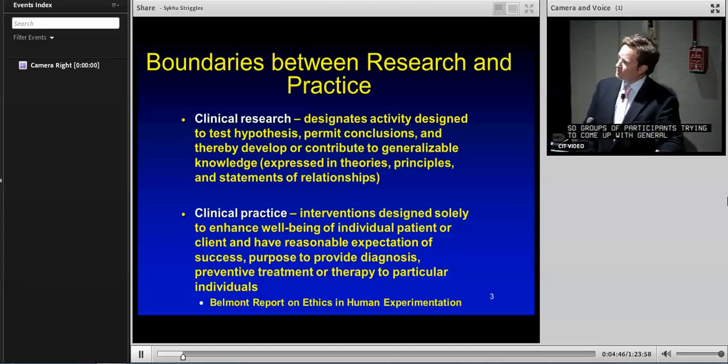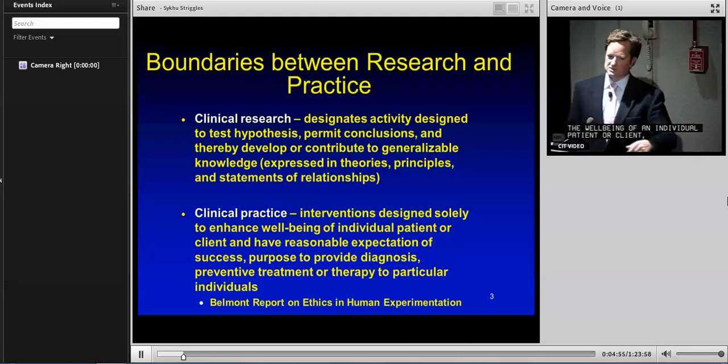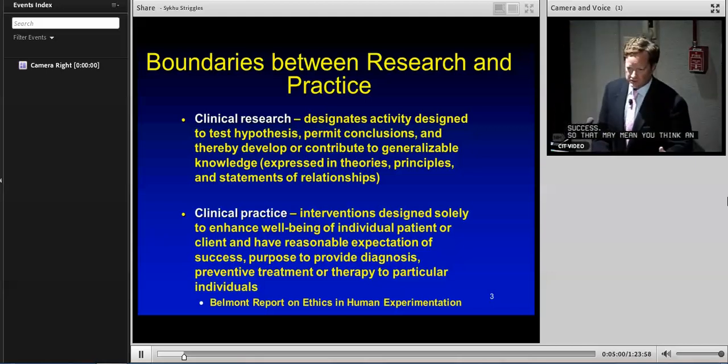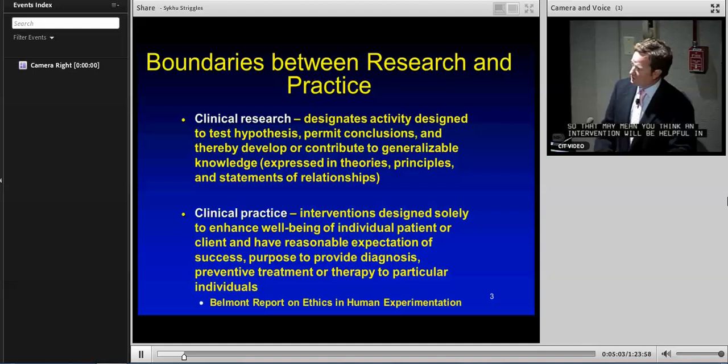On the other hand, clinical practice is when interventions are designed solely to enhance the well-being of an individual patient or client, and then have a reasonable expectation of success. So that may mean you think that an intervention is going to be helpful in an individual person. That doesn't mean that you're actually testing a hypothesis in groups of people, and it also doesn't mean it's going to work. So, for instance, we're in the midst of the Ebola epidemic now.